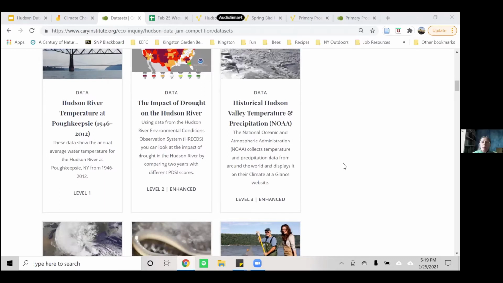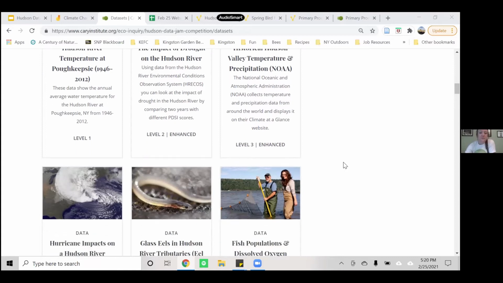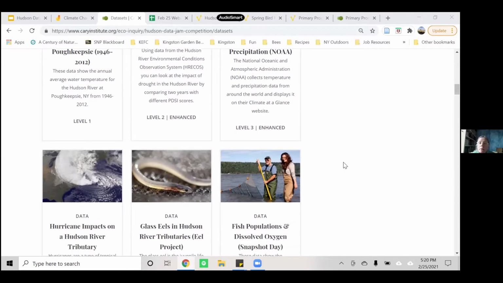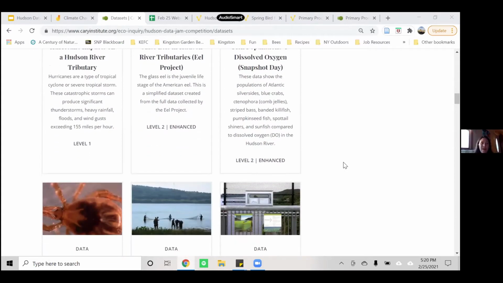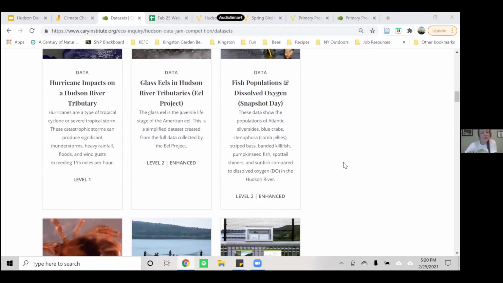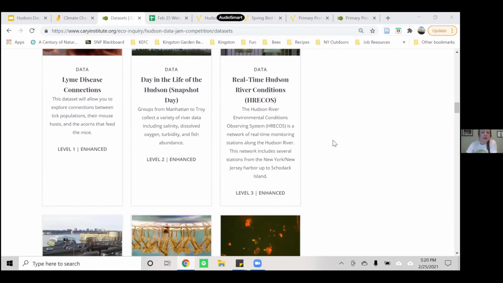Hudson River temperature, right there. Hudson River temperature for sure, right? We can look and see if the temperature is fluctuating more or increasing. Temperature and precipitation. Mhm. Hurricane impacts. Yeah, why do you think that one might help us look at climate change? More energy in the atmosphere makes more energetic storms, I guess. Yeah, totally agree. Let's see if we can find maybe one more.